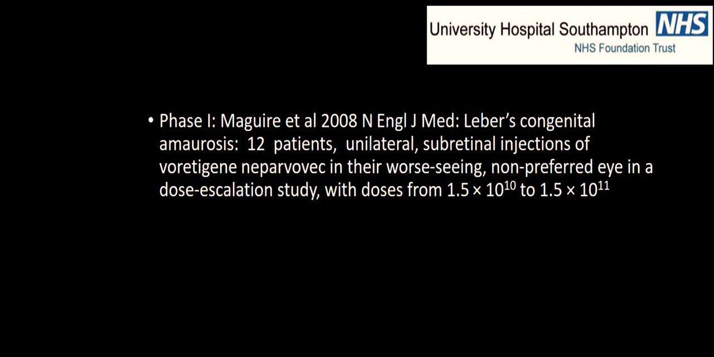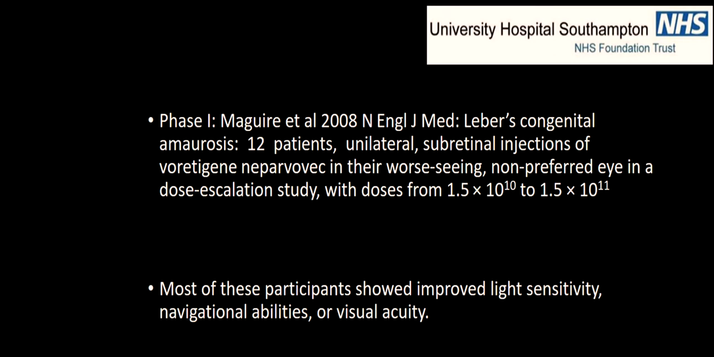Let's look at some of the results. When this paper came out from the Bennett and Maguire groups in Philadelphia and Iowa, it felt like a revolution in genetic therapies, and everyone was saying, wow, we've got a treatment. These were the early results: 12 eyes in dose escalation studies, and they did not find any side effects. Most of these patients showed improvement in light sensitivity, navigational ability, and some visual acuity, even though we are measuring cone responses against a rod disease. So it was just an early phase trial.